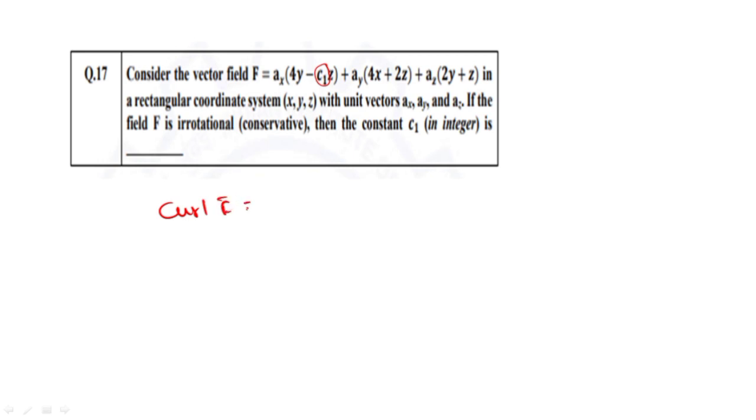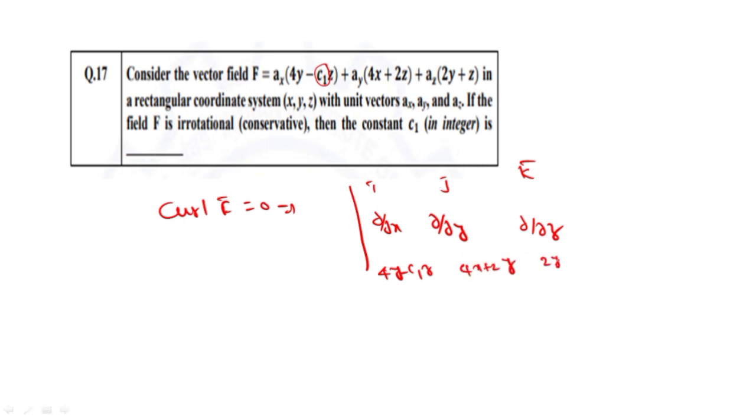Curl of f bar is 0. Curl of f bar, you know it: the determinant with i bar, j bar, k bar, dou by dou x, dou by dou y, dou by dou z. And in the first row we have 4y minus c1 z, 4x plus 2y, 2y plus z.